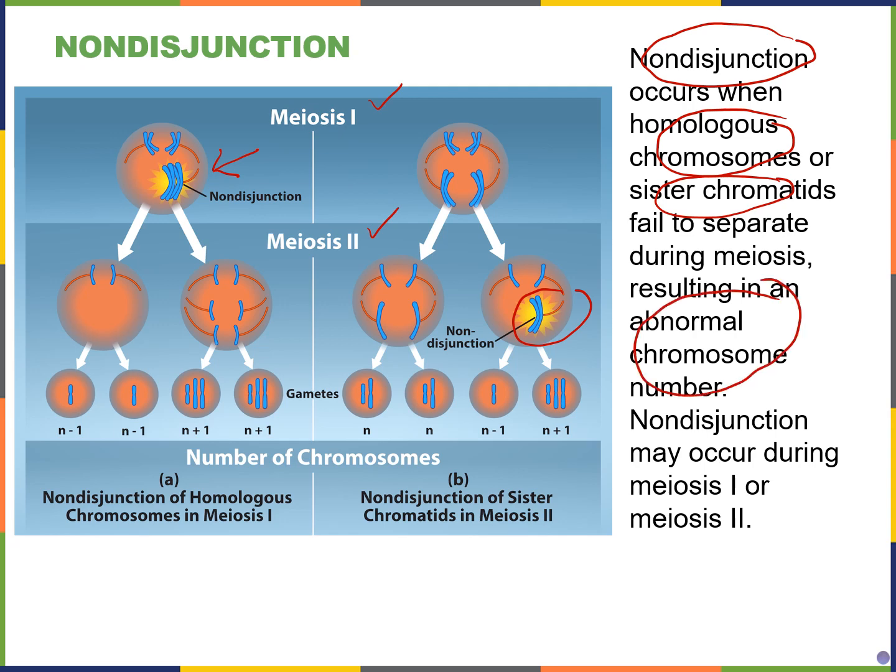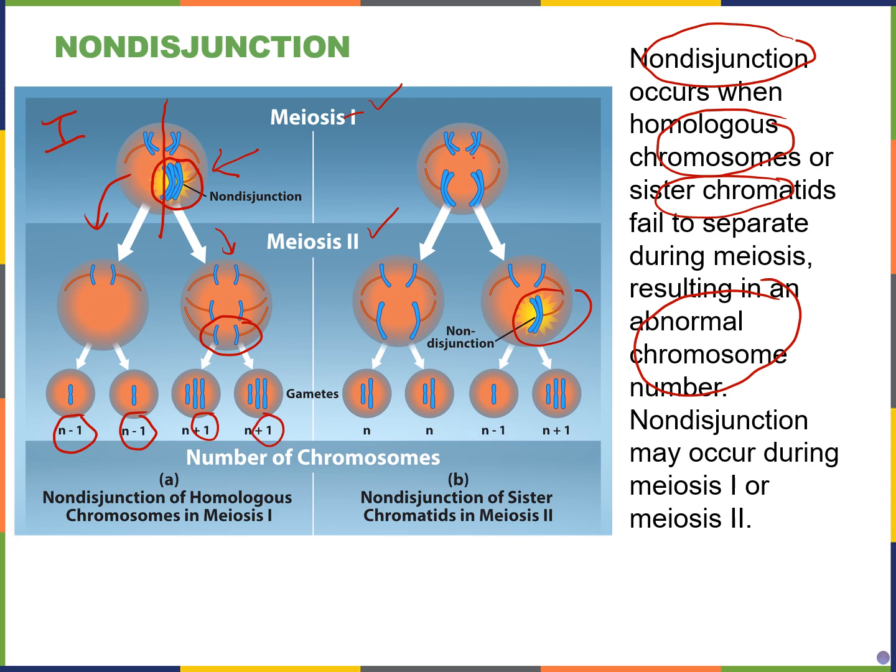So if I look at meiosis 1, this is what happens if nondisjunction happens in meiosis 1. I can see the homologous chromosomes here did not separate. So one cell, the cell on the left, has fewer chromosomes than we should have. Whereas the cell on the right has an extra set of chromosomes that we should not have.